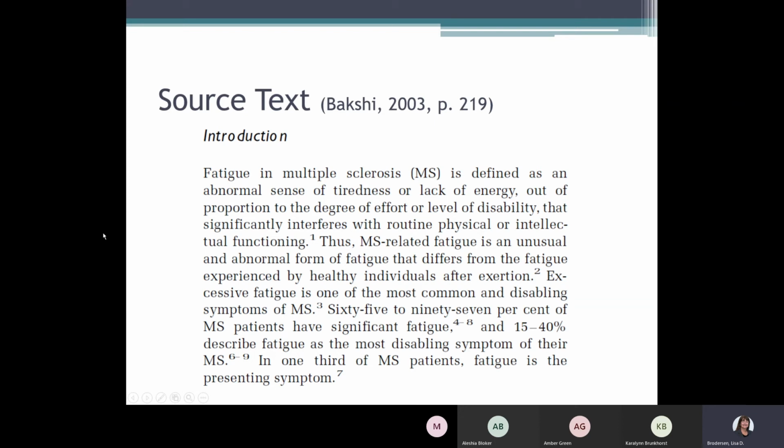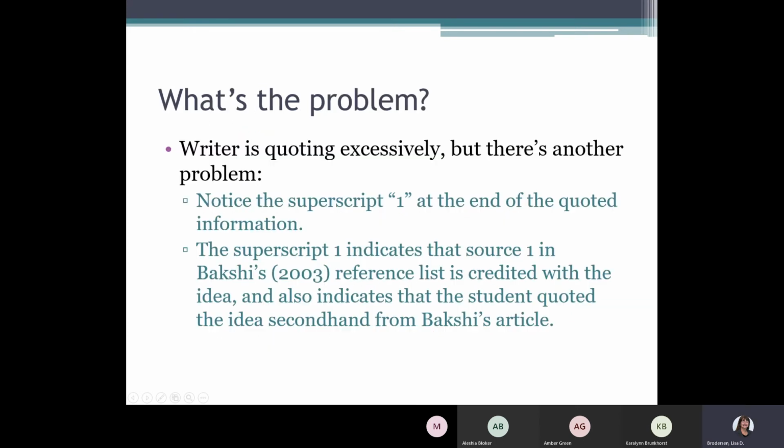So the information in Bakshi's article, Bakshi's probably getting this information firsthand. So this information is based on a primary source from Bakshi's point of view. But from the student's point of view, source 1 is a secondary source in Bakshi's article, because the student does not have source 1 and is not reading source 1. Bakshi had source 1 and read source 1 and was able to quote from it.